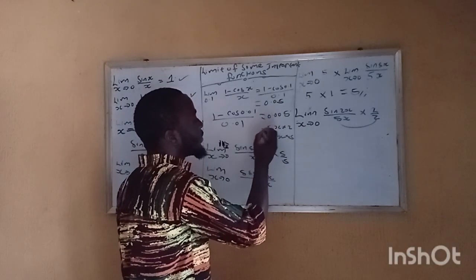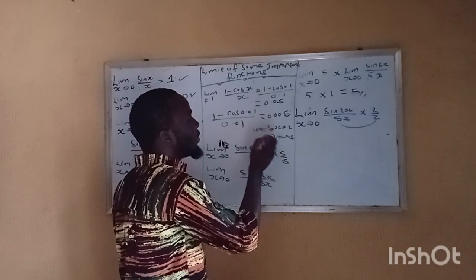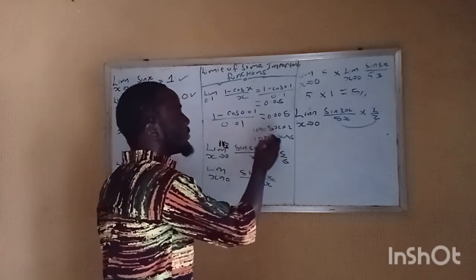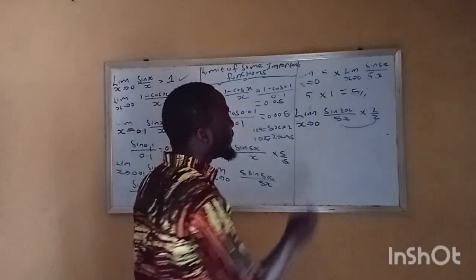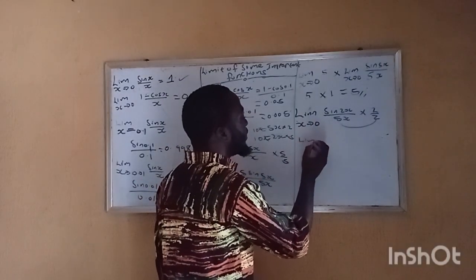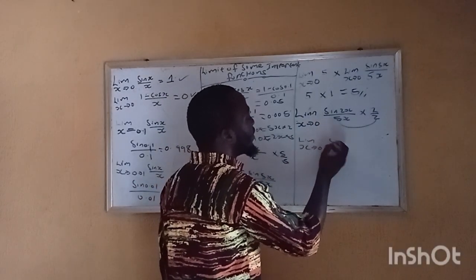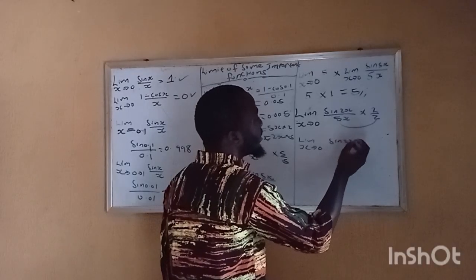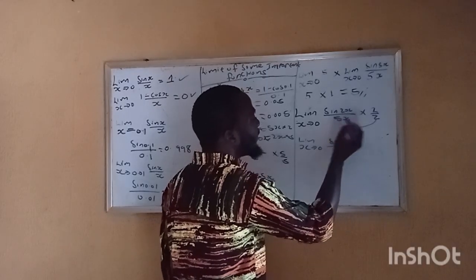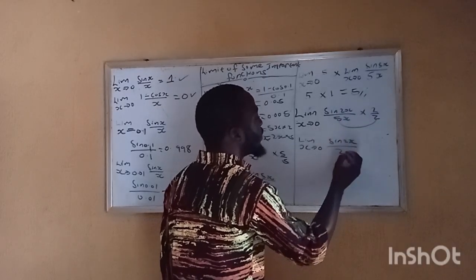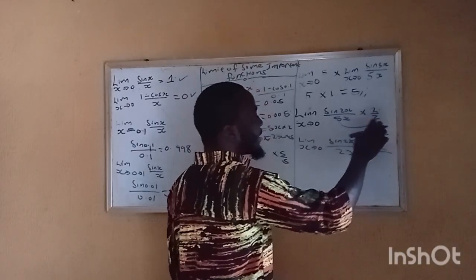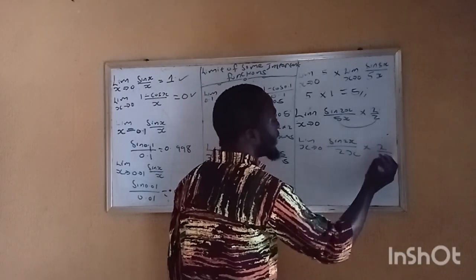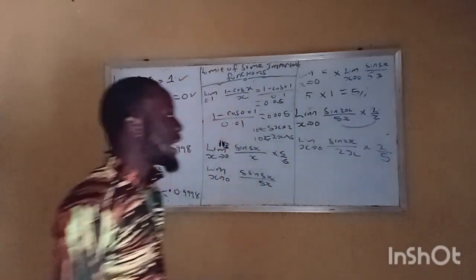will give me 10x. This one will also give me 10x. So is it the same thing? What I'm going to do is just switch this. So I'm going to have limit x tends to 0 of sine 2x, which will still remain, over, instead of 5x, 2x times 2 over 5. Instead of writing 2 over there, I'm going to be writing 5. As simple as that.